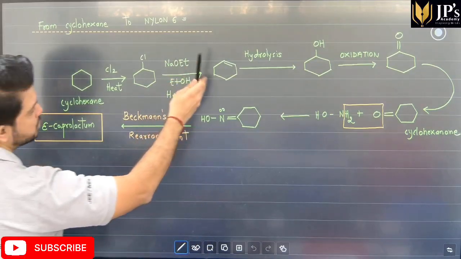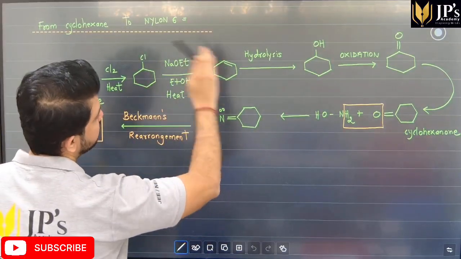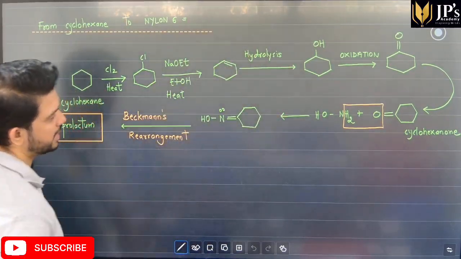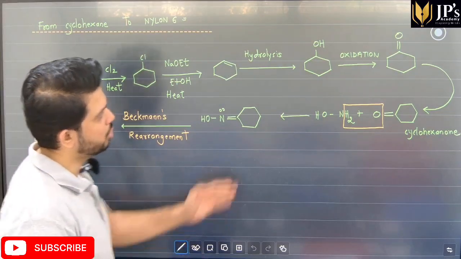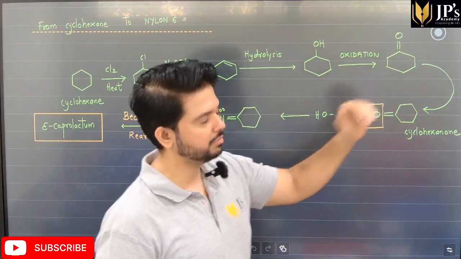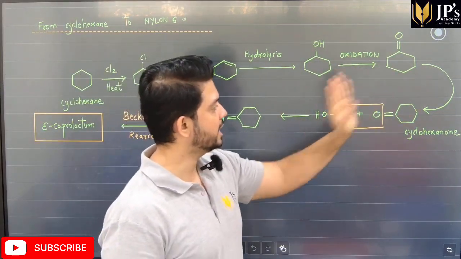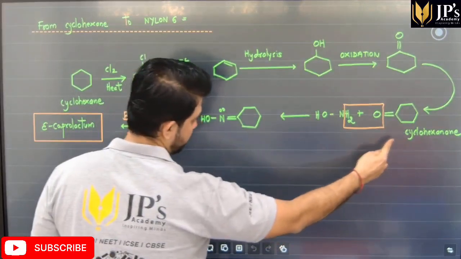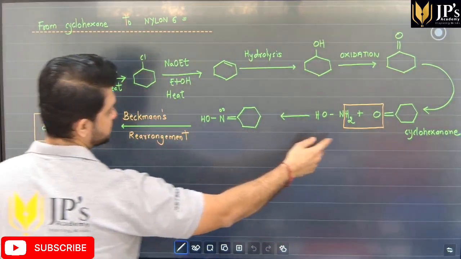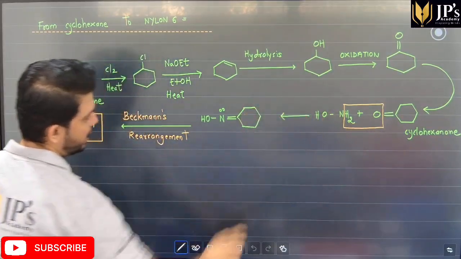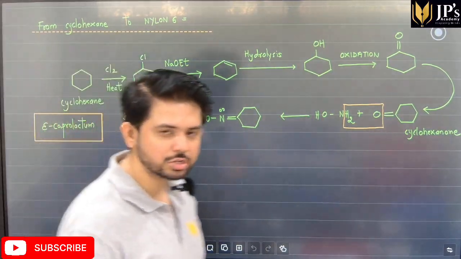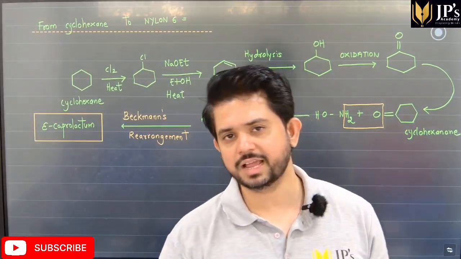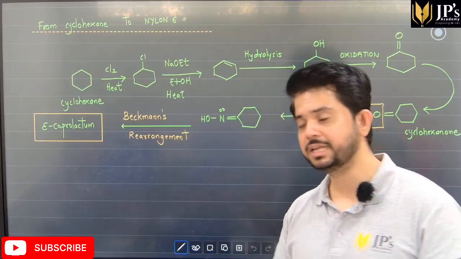That gives you a cyclohexene, which on hydrolysis becomes a cyclohexanol, which on oxidation, so the secondary alcohol will turn into ketone. So you have a cyclohexanone. And then students, this reaction here is Beckmann's rearrangement. So cyclohexanone with NH2OH, which is hydroxylamine. Students would have done this reaction in aldehydes and ketones.